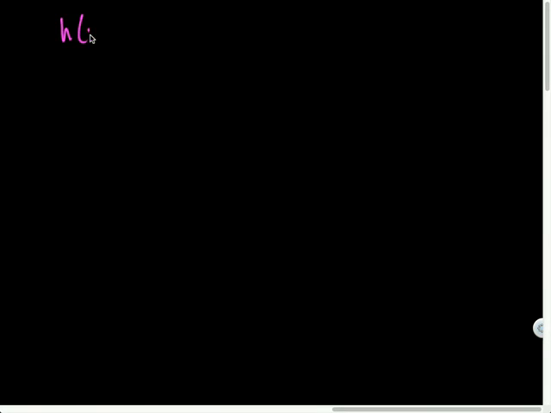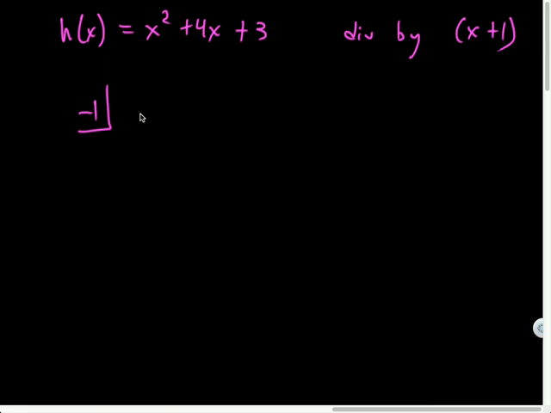So h of x equals x squared plus 4x plus 3. And I'm going to divide by x plus 1 because x minus 1 was the x-intercept. So let's do this. So -1 is going to go in the box. Bam. 1, 4, 3. So question, what's the remainder going to be? 0, are you sure? Yes.